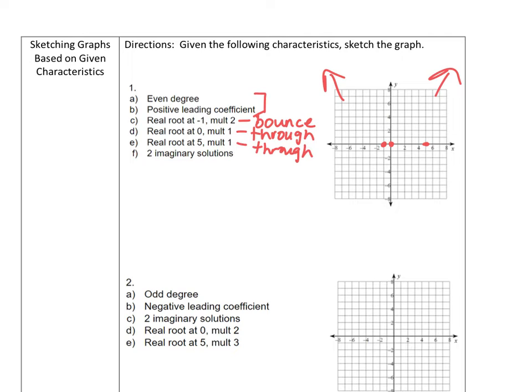Then I have two imaginary solutions. We have not talked about this, okay? But basically what an imaginary solution is. First thing I want to talk about with these imaginary things: we always know that there's going to be two. They're going to come in pairs, okay?